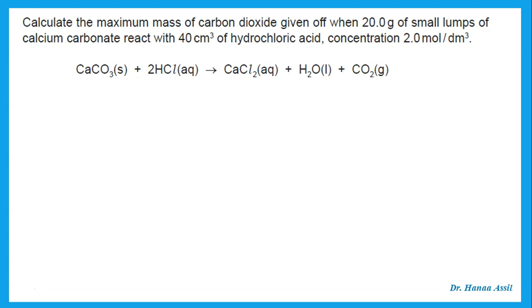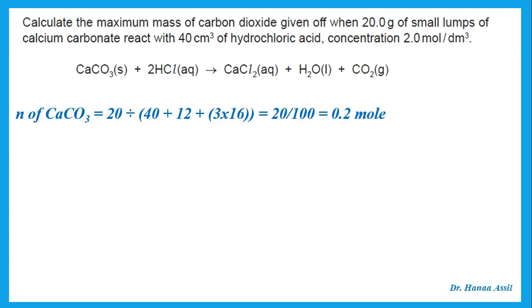This question says calculate the mass of carbon dioxide given off when 20 grams of calcium carbonate react with this volume and this concentration of HCl. So we're given information about both reactants. First, we need to decide which one is not excess, which one is limiting, so that I can use it to calculate the CO2. So we get the number of moles of each one. The number of moles of calcium carbonate is mass over molecular mass. The number of moles of HCl is solution concentration times volume.